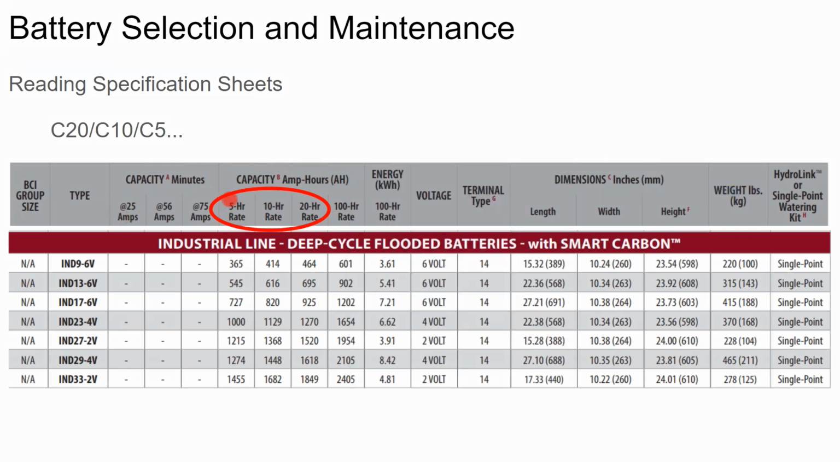And then if you notice, there's no C2 rating. There's no 2-hour rate. Well, if I go to my battery and I discharge it over 2 hours, it's not like I won't be able to do that. It's almost like when you take that paper clip and you hold it on both sides of the battery, and that paper clip starts to heat up really fast.